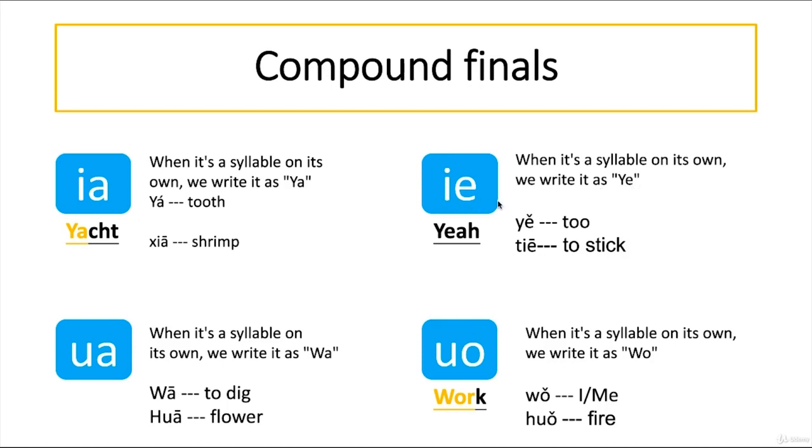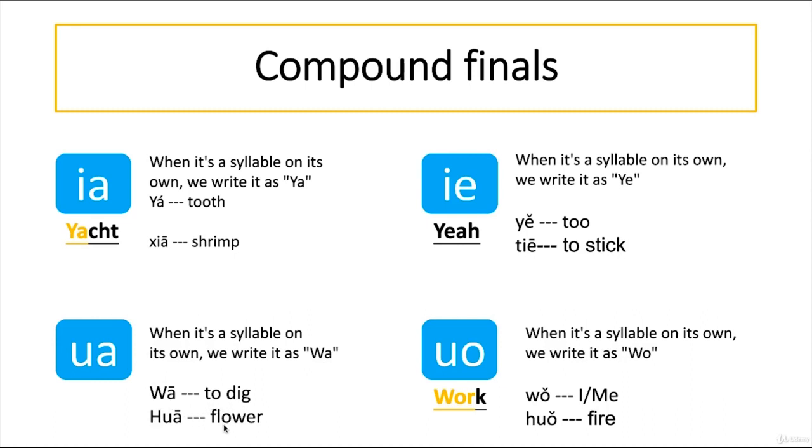For example, 也 means to. 贴 means to stick. 挖. When it's a syllable on its own, we write it as WA, not UA. For example, 挖 means to dig. 花 means flower.